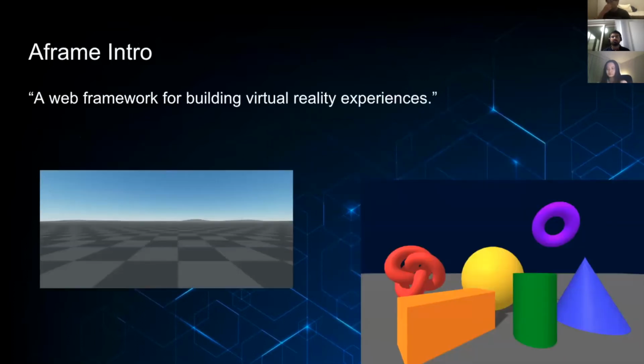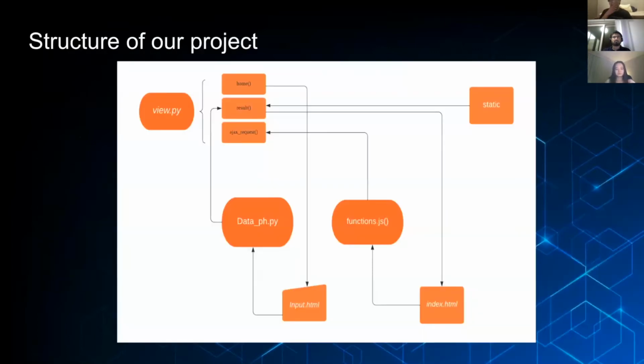So first of all, A-Frame is a library within HTML, where we can write it and run it on the web. So we create a web VR environment, and we basically write HTML and a Python server, and we connect those two. So this is the basic structure of our project.